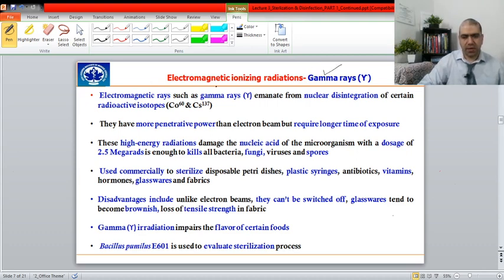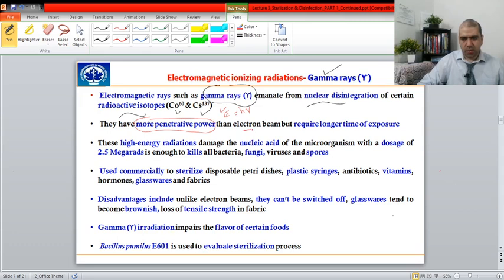So electromagnetic rays, such as gamma rays, which are completely to the left of the spectrum, emanate from nuclear disintegrations, and these nuclear disintegrations can give rise to different radioisotopes, for example cobalt-60 and cesium-137. They have a very high penetrating power because they are more energetic, based on the formula that energy is equal to hv. The more the frequency towards the left, the more the energy, so more energy means high penetration power.